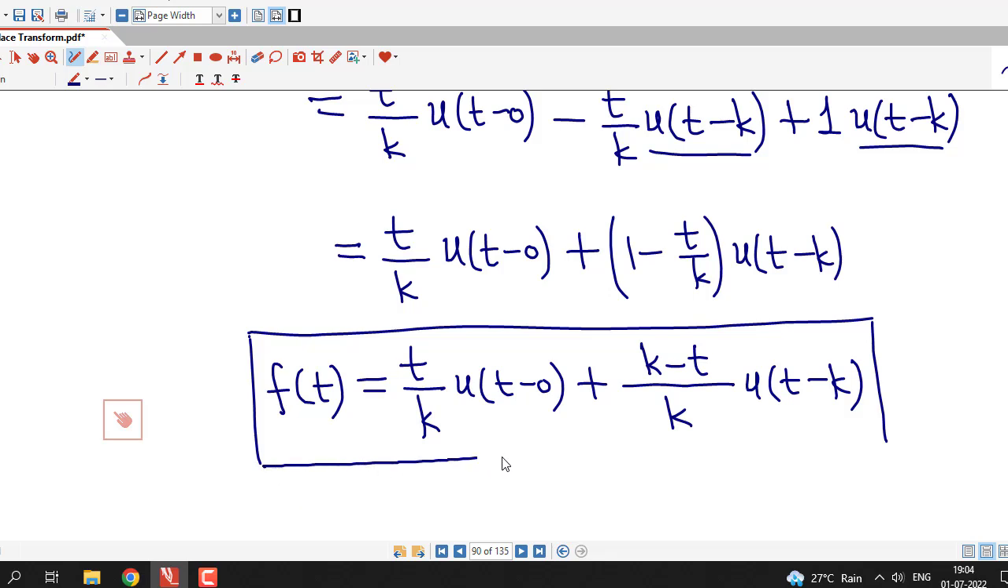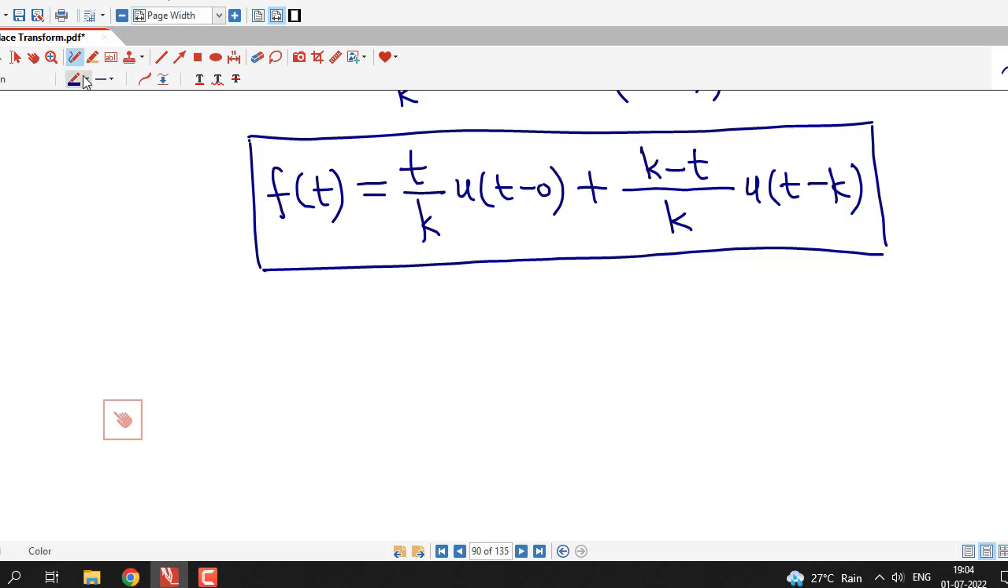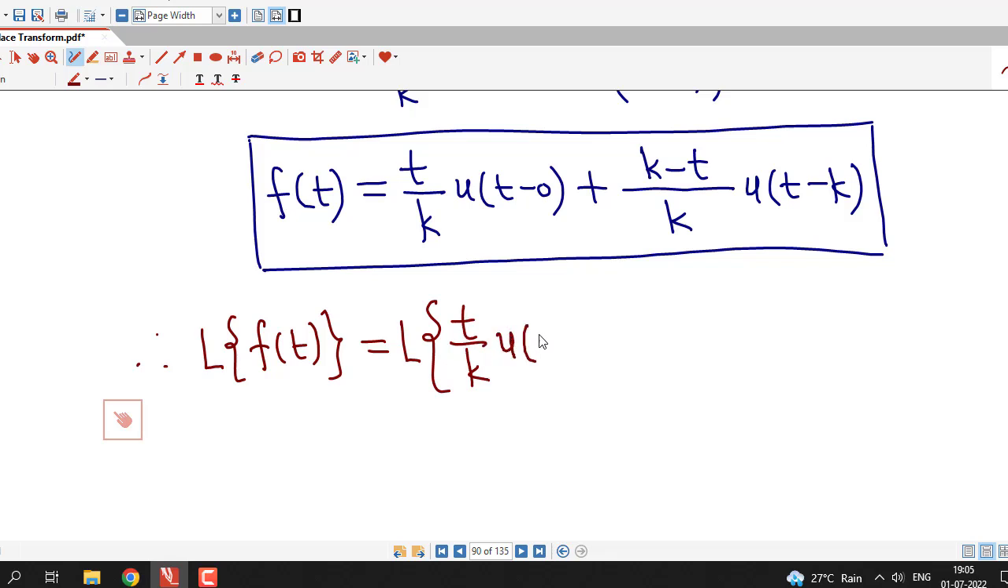Now we apply the Laplace transform on both sides, and for that we will apply the second shifting theorem. First we write down that the Laplace transform of f of t will be equal to the Laplace transform of t by k times u of t minus 0 plus the Laplace transform of k minus t divided by k times u of t minus k.